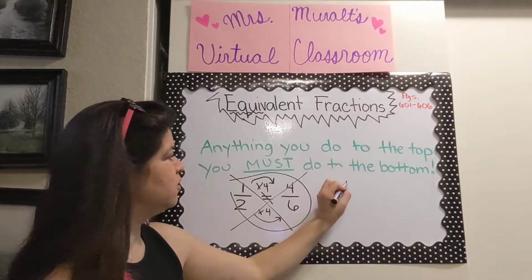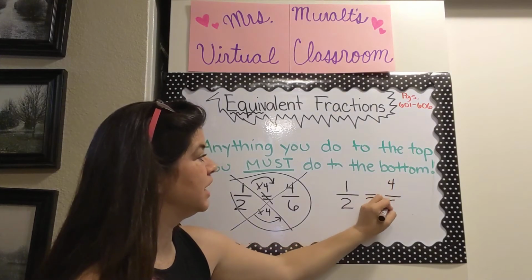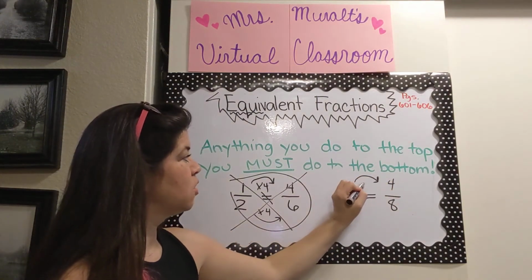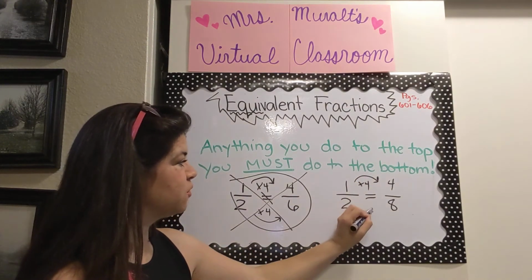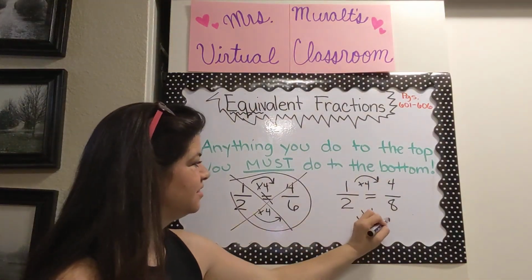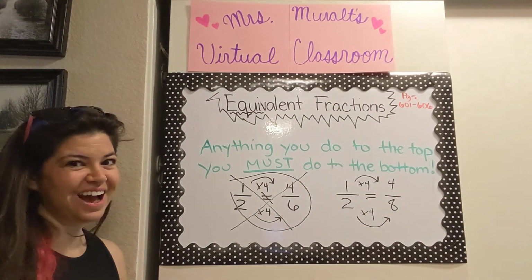However, if I did 1/2 equals 4/8, let's try that one. 1 times 4 gives me 4. And 2 times 4 gives me 8. There you have it. Those are equivalent fractions. Good luck today. I bet you can do it.